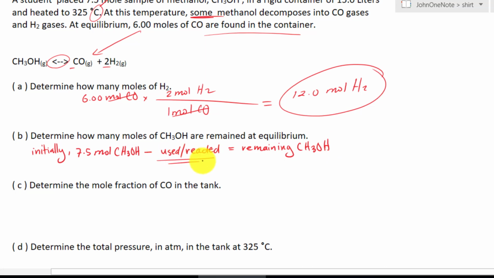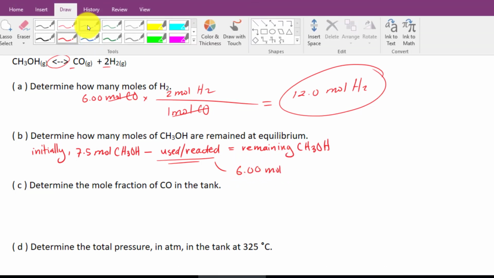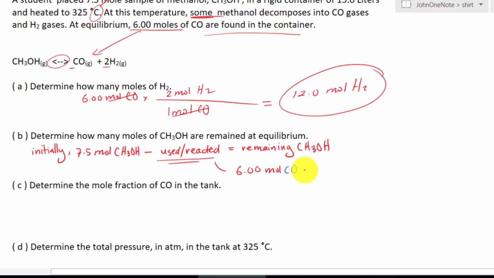And the same thing, using stoichiometry. Given the fact that we have 6 moles of CO, let's look at this. We have 6 moles of CO. Okay, let's change this to different colors so that way we don't get confused. And 6 moles of CO times the ratio. What is the ratio? 1 to 1. So we have 1 mole of CO, and that is relative to 1 mole of methanol, CH3OH. So this cancels out. We have 6 moles of methanol being used in this chemical reaction.